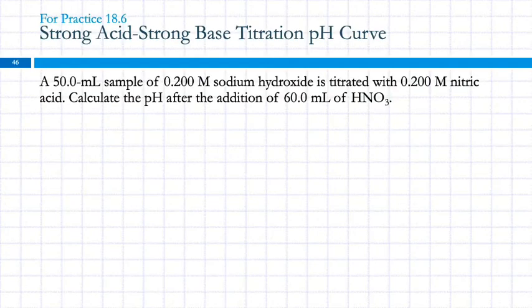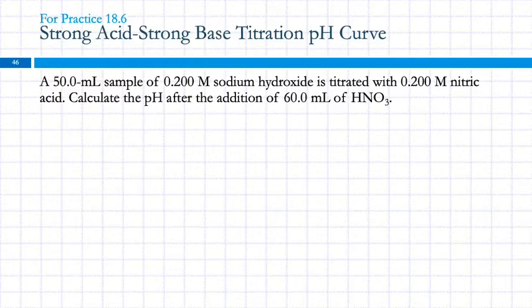Isn't this fun? Okay, so we don't usually go around calculating an entire pH curve. That was to learn how to do it. So here, we're just going to calculate one point. A 50 milliliter sample of 0.2 molar sodium hydroxide is titrated with 0.2 molar nitric acid. Calculate the pH after the addition of 60 milliliters of the nitric acid. So strong base and strong acid.